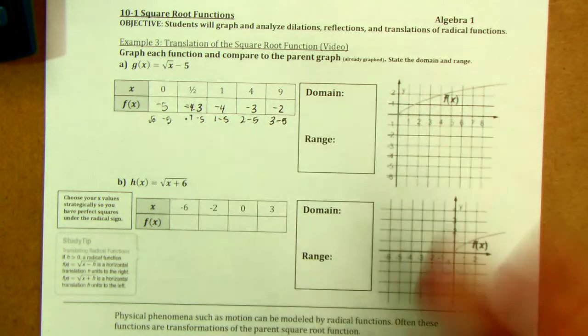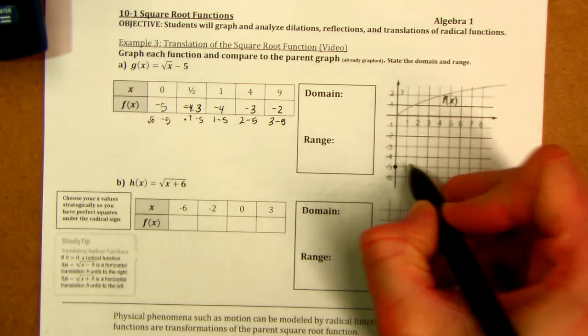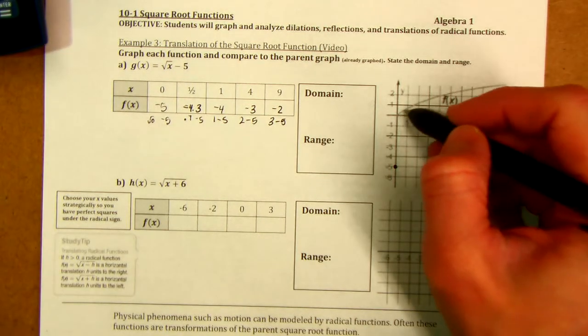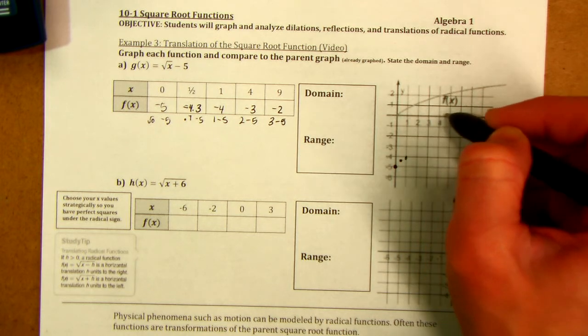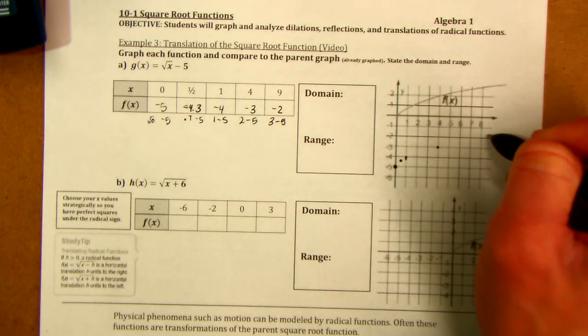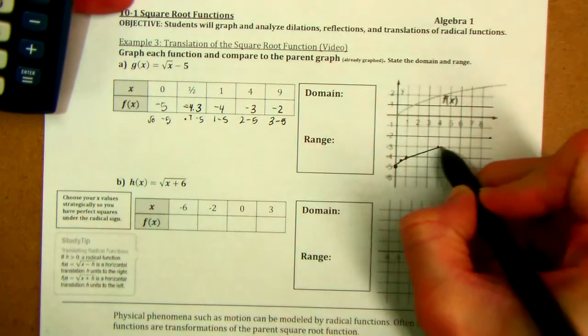So let's see, 0, negative 5. So down here, 0, negative 5. Then we have 1/2 and negative 4.3. So 1/2, negative 4.3. Then 1 is negative 4. 4 is negative 3. And 9, all the way out here, is negative 2. So there you have it. It should look exactly the same as that first arc, just down 5, which it does.